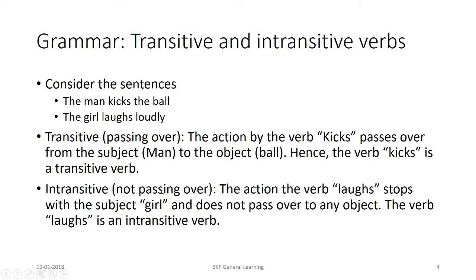Now intransitive, which means not passing over. The action of the verb laughs stops with the subject girl. Girl is the subject since she is the one we are talking about, and it does not pass over to any object. The verb laughs is an intransitive verb. So if it's passing over something to an object, then it's transitive, otherwise it's an intransitive verb.